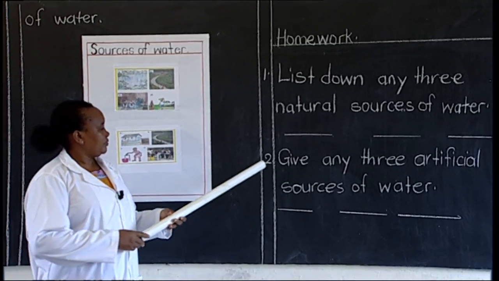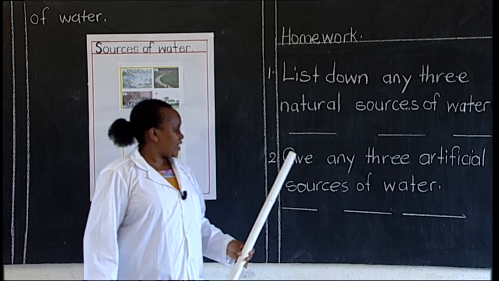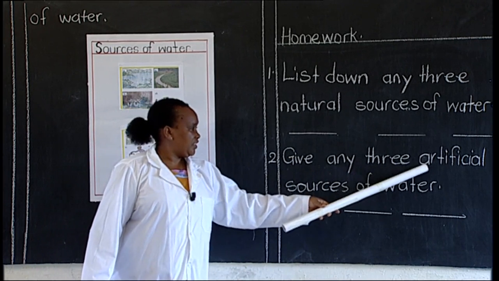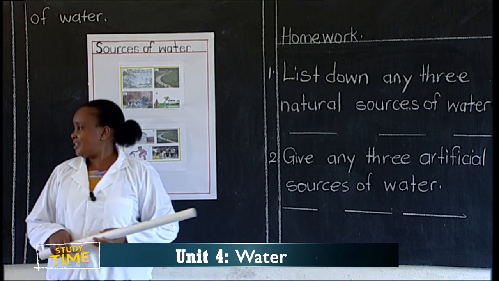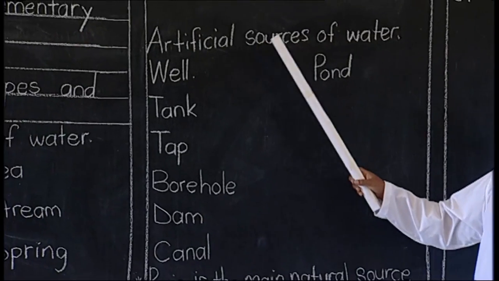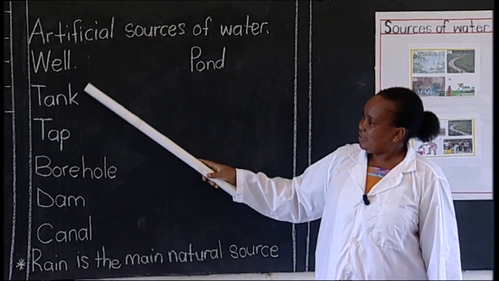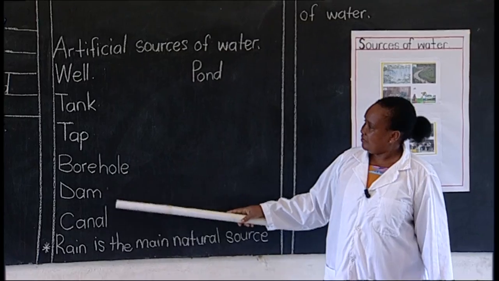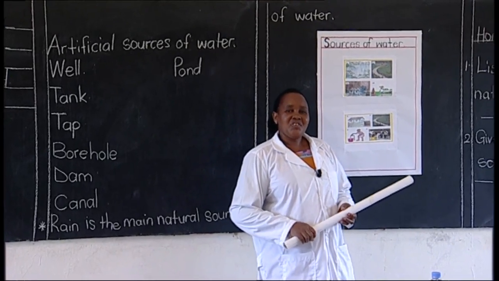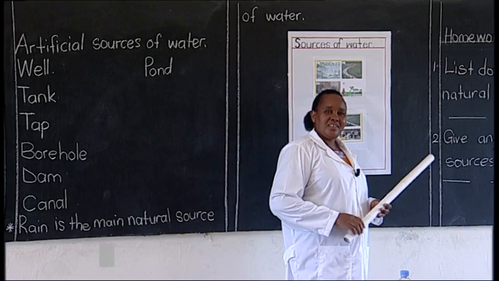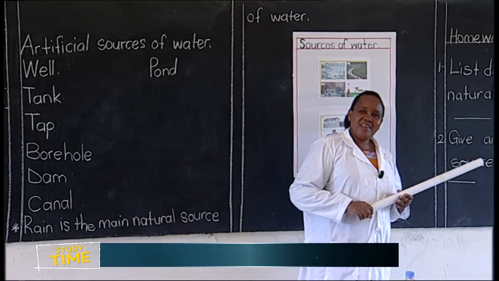Let's see number two. Give any three artificial sources of water. We have seen artificial sources of water. We can look at them again. They are here. Let's count those which we have seen. One, two, three, four, five, six, seven. We also saw seven of them. So you are going to write only three. Those that you want are the ones that you write. Good. And write correct spellings.